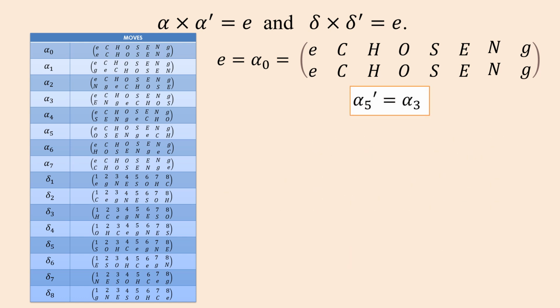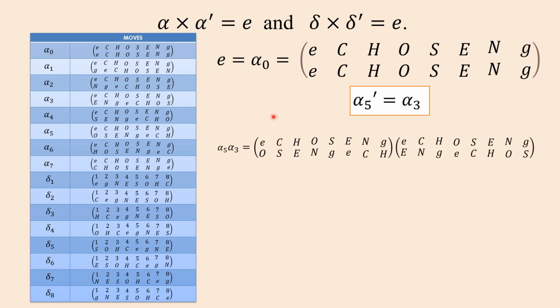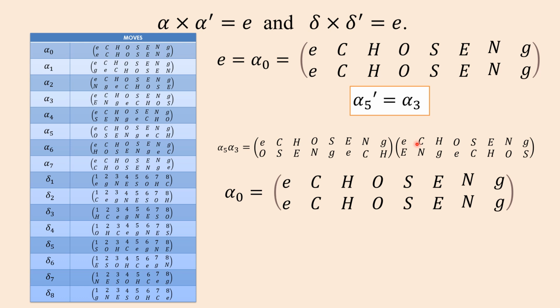Next is the inverse of alpha sub 5. The inverse of alpha sub 5 is alpha sub 3. So let's check. Alpha sub 5, alpha sub 3, EE, EE, EE, CN, NC, CC. So the result is the identity element. Therefore, the inverse of alpha sub 5 is alpha sub 3.